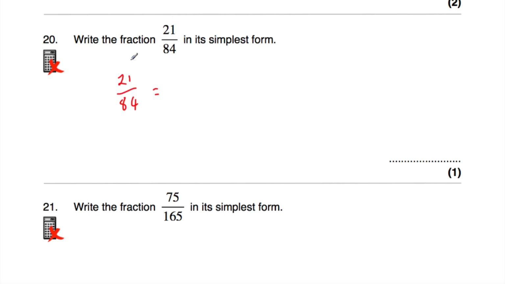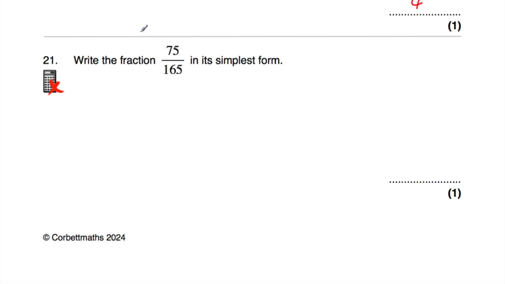If we divide both of them by 7, we're going to get 21 divided by 7 is 3, and 84 divided by 7 is 12, so we've got 3 12ths. And then both of those numbers are divisible by 3, so 3 divided by 3 is 1, and 12 divided by 3 is 4, so that's a quarter. Or as I mentioned, you may spot they're both in the 21 times tables, but if you don't, you can divide them both by 7 to begin with, and then divide them both by 3. Okay, let's look at our next question, question number 21.